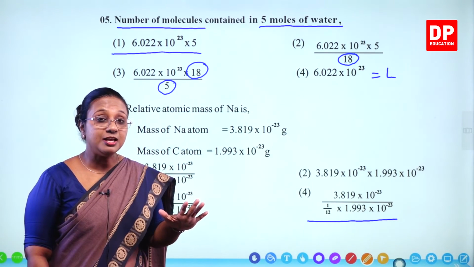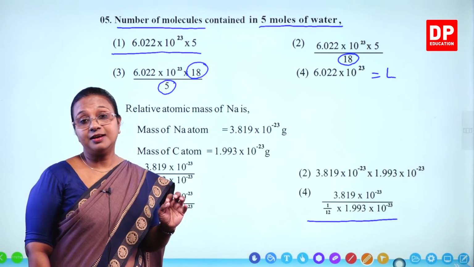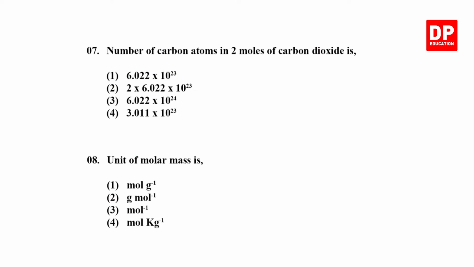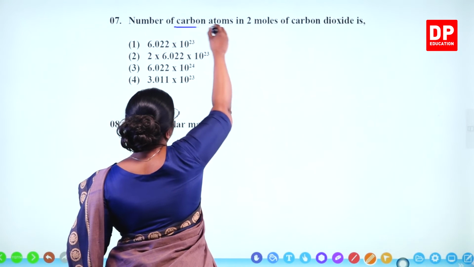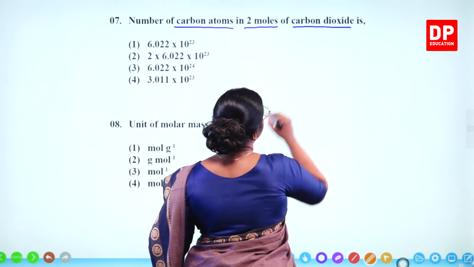If you are given the equation, you have to look at it carefully and select the correct answer. With that, I will move on to the next one. Number of carbon atoms in 2 moles of carbon dioxide. So, we need to find the carbon atoms in 2 moles of carbon dioxide.